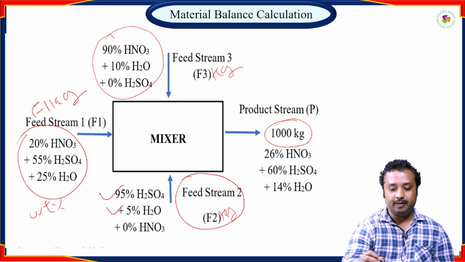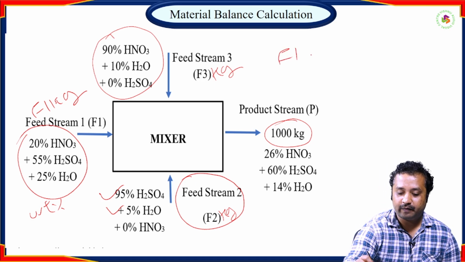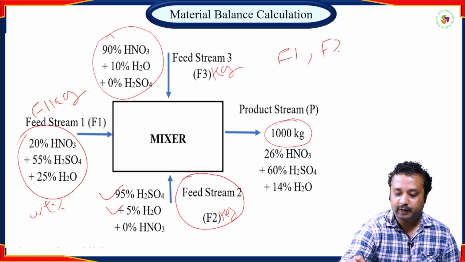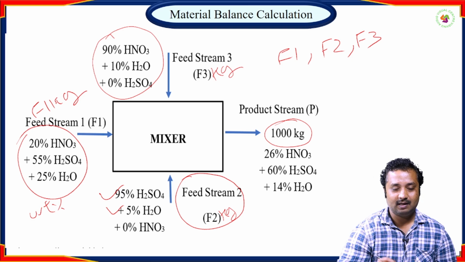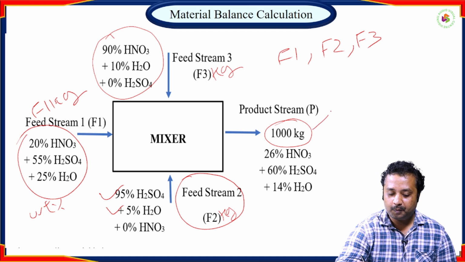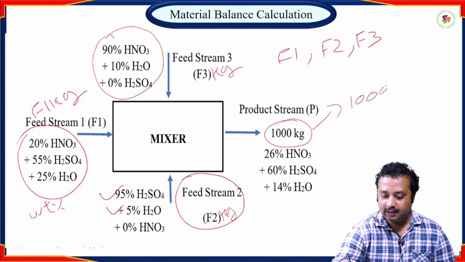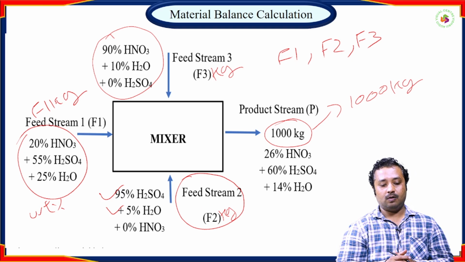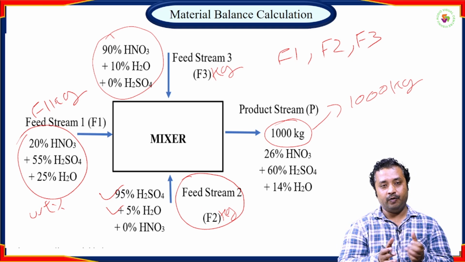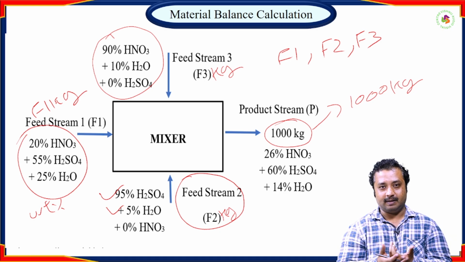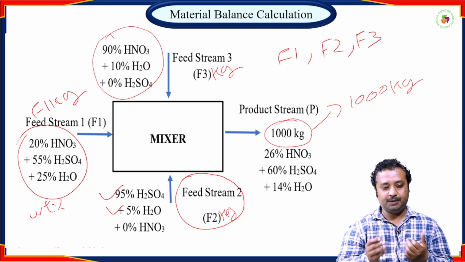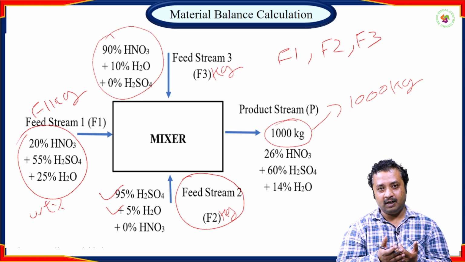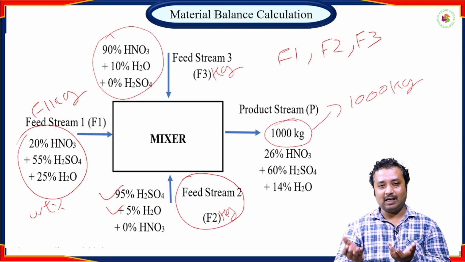So in the question, what we have to calculate is the amount of F1, the amount of F2, and the amount of F3 in terms of kg to produce 1000 kg of this product mixture. Okay. In this problem, only the information of mass in and mass out is given with some composition. So this problem comes under mass balance or material balance calculations.